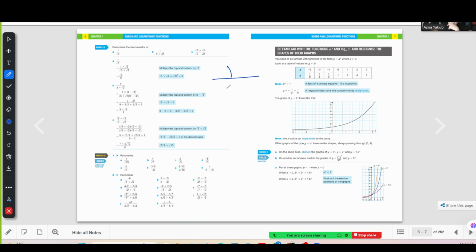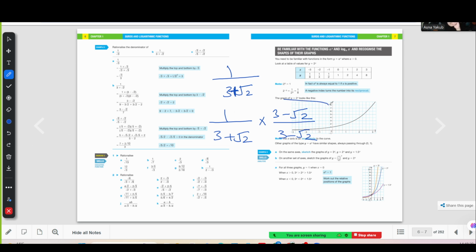If we have 1 over 3 plus square root 2, when you rationalize it, you write this as it is, but you have to multiply it with the opposite sign. If it is plus, this will become minus: 3 minus square root 2 over 3 minus square root 2. You have to multiply numerator and denominator, both of them, to keep the balance.